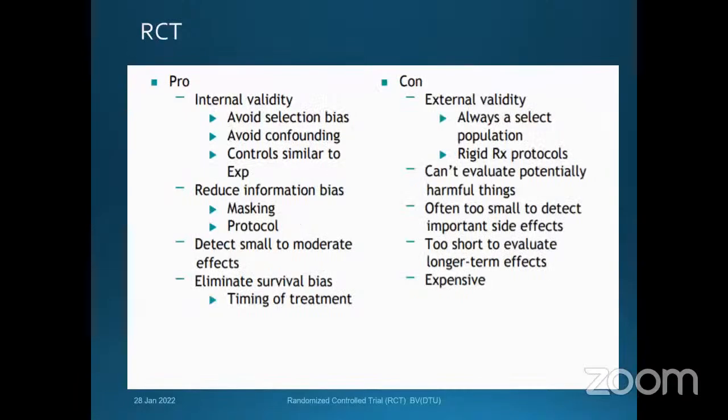These are the benefits of randomization. So there is a lot of internal validity. It avoids selection bias. It avoids confounding. It controls, so the control group is similar to the experimental group, and there will be no difference. It reduces information bias through masking protocol, detects small to moderate effects, and eliminates bias in the timing of treatment.